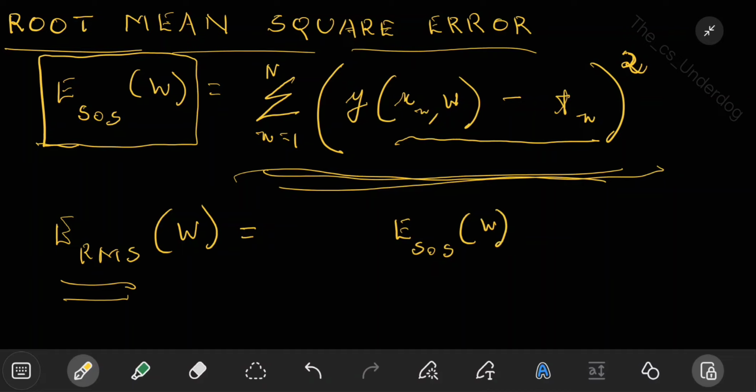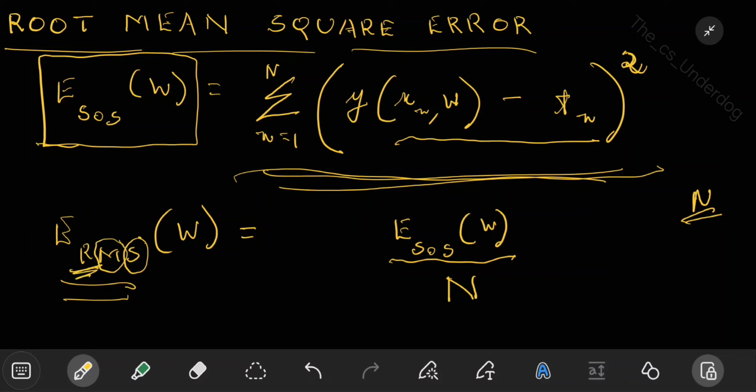You have to take the mean of it. How do you take the mean? Mean is average. You totally have n different data points. So if you divide this by n, you get the average value. You first did the sum of squares. Now you are taking the average. Average is mean. So in RMS, you already squared. Now you took the mean. What is the next step?